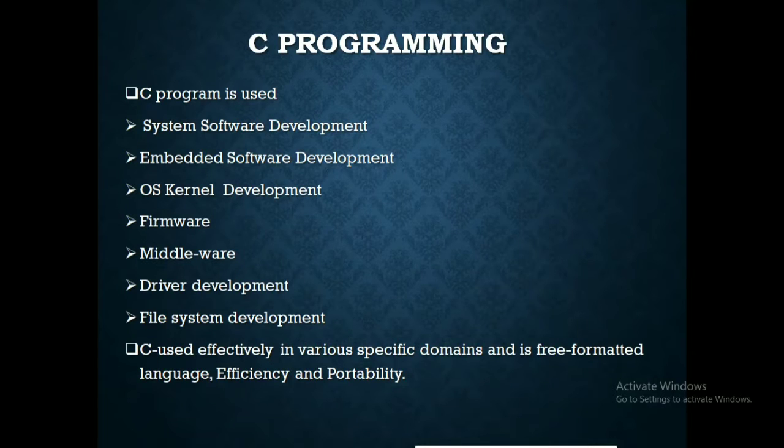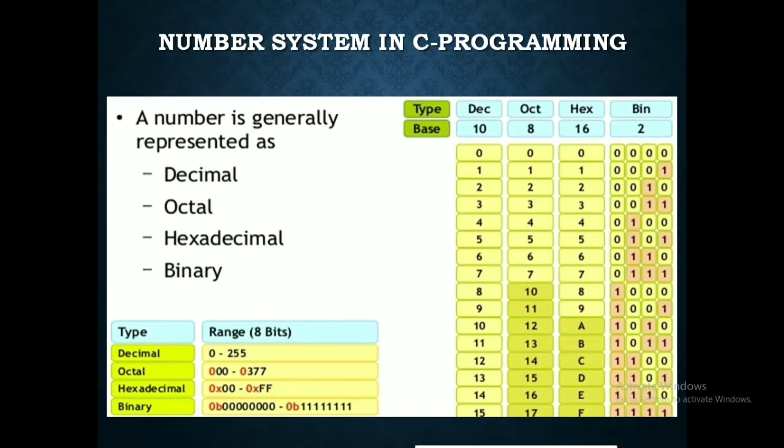Next is the C programming. C programming is used in system software development, embedded software development, OS kernel development, firmware, middleware, driver development, file system development. And C is effectively used in various specific domains and is a pre-formatted language with efficiency and portability, so that the user can easily change and understand it.